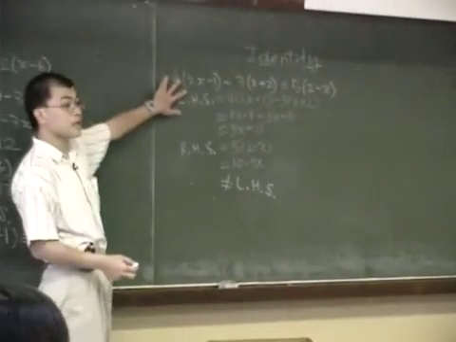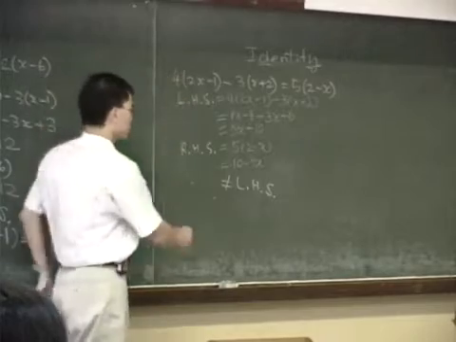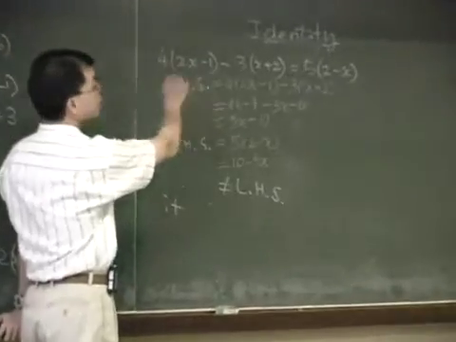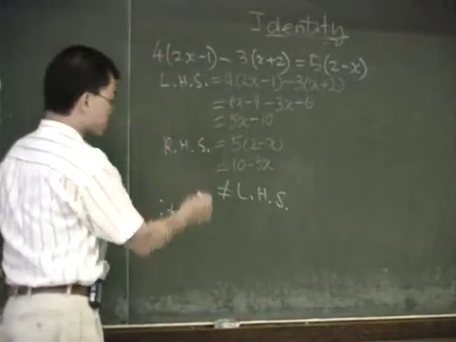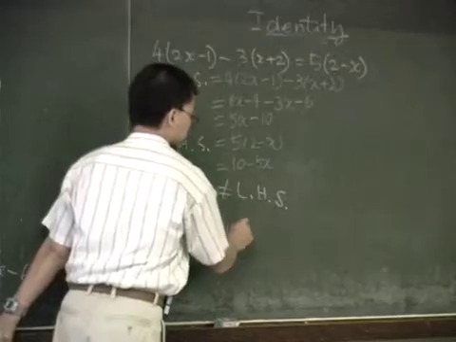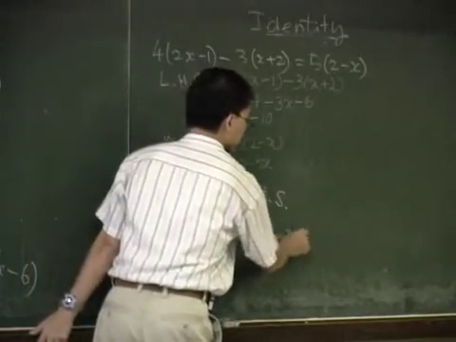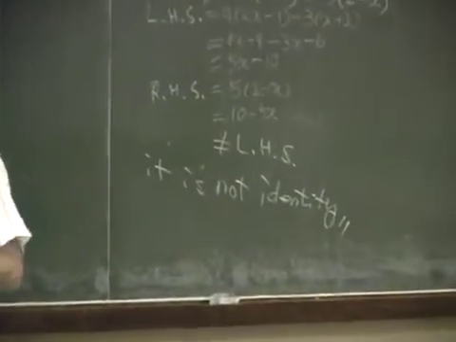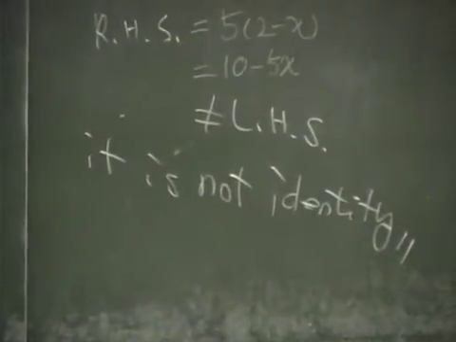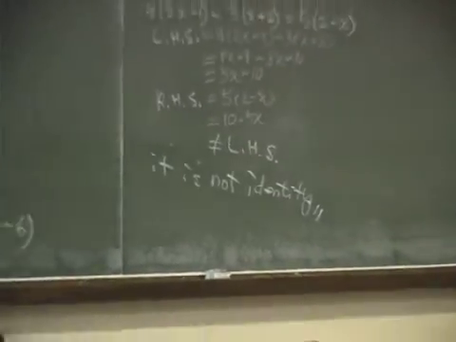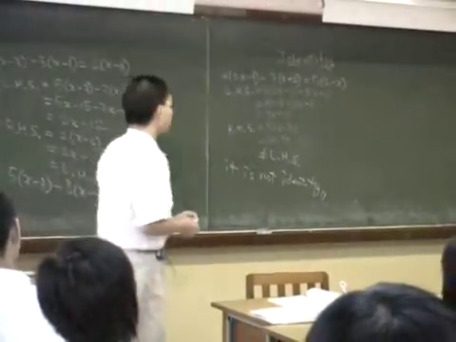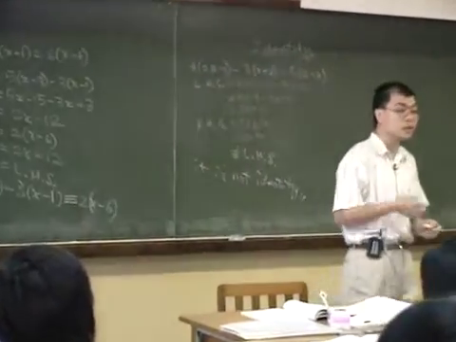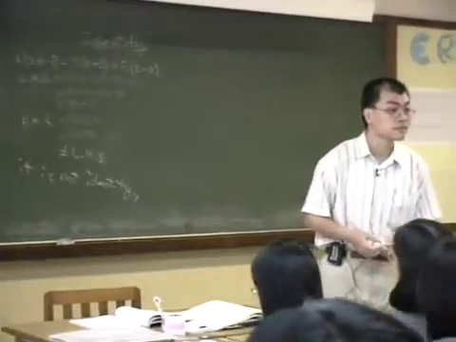Then can we say that it is an identity? No. Then your answer may just write it down, or you complete this, writing down the whole equation. We have the conclusion: this equation is not an identity. If it is not an identity, we can still call it an equation. It is only an equation, not an identity.